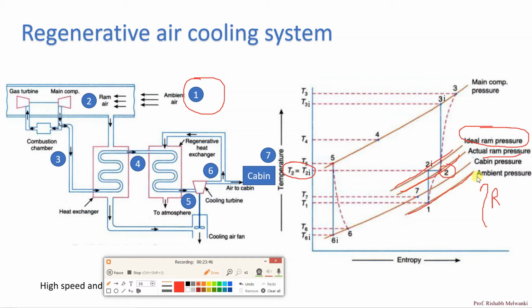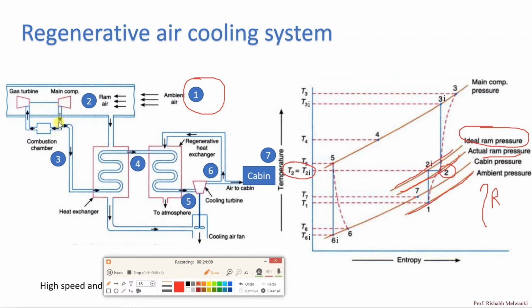Then from point 2, it depends on the given data. Supposing eta ram is not given, then 2i itself will be point 2, and the next process of compression will start from 2i itself. But here we are considering the general diagram. So suppose eta ram is given and we have the actual point 2. Now 2 to 3 ideally is isentropic compression.